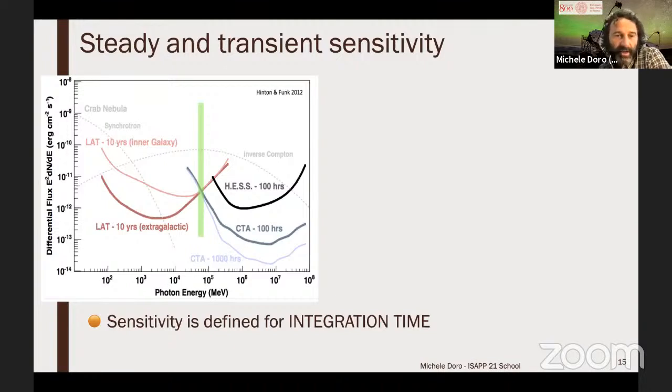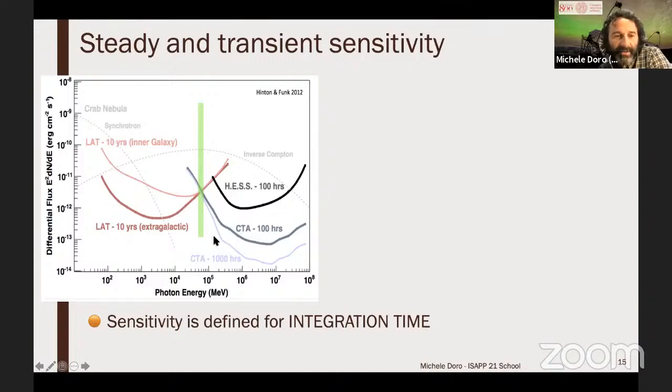So now, for example, if you compare, this is again a sensitivity plot. This is energy, this is differential flux, and this is H.E.S.S. and CTA, maybe you know the names. This is the sensitivity range here, and this is LAT. So different energy bands, but you may see that here CTA starts to be better, but in this range here, Fermi is much better. But if you look more closely, you see that here is written 10 years, and here is written 100 hours, or 1,000 hours.